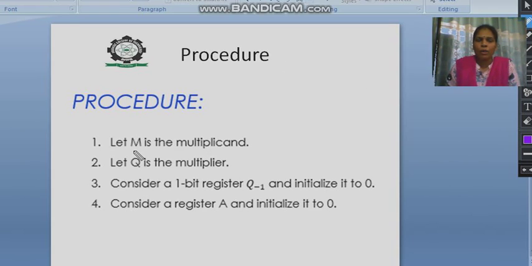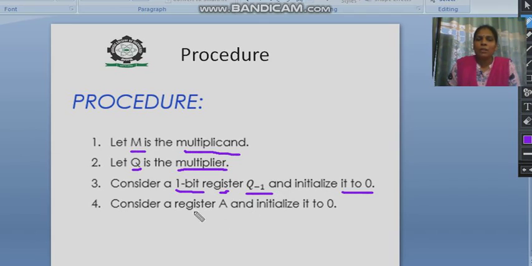So, when we consider two signed binary numbers, one we need to consider as the multiplicand, and it is denoted by capital M. Multiplicand, that is capital M. Another number is the multiplier, and it is denoted by Q. And we need to consider a 1 bit register that is known as Q minus 1, and it is initialized with 0. So the starting value of Q minus 1 is 0.